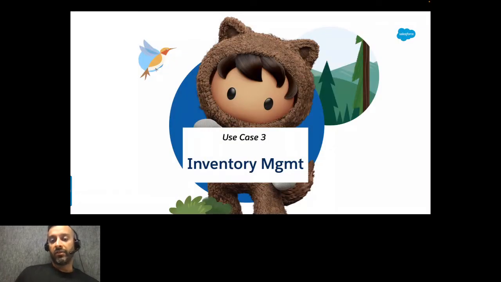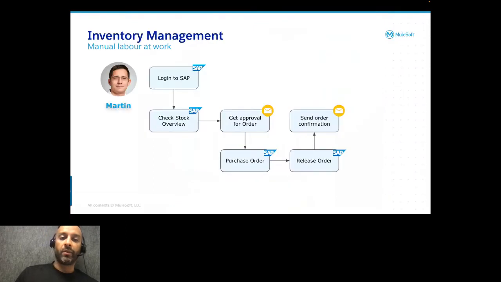And the last one, which I wanted to present, is inventory management. We have Martin. Martin always has to log into SAP, check on different stocks, get approval for an order, purchase the order, release the order, and then send the order confirmation. This is a long process. He has to go to SAP and do the automation based on transactions. Here you can already think about Anypoint APIs, available connectivity to SAP. So this could be even faster, right?